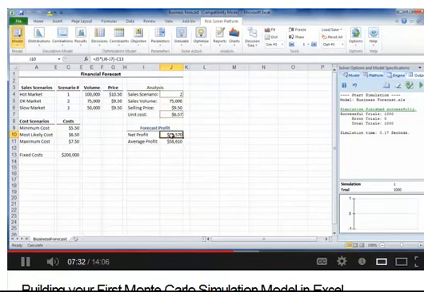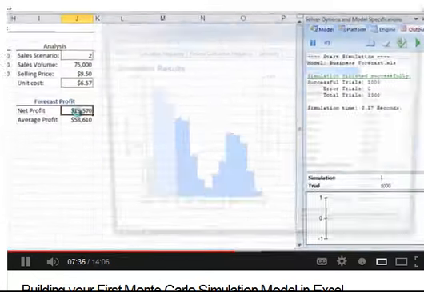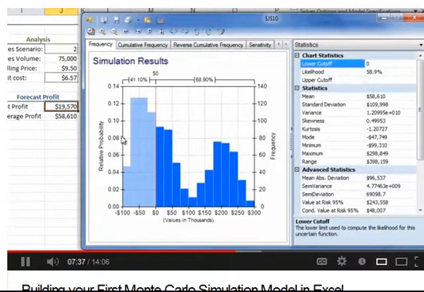Let's go ahead and double-click on our net profit cell. And a dialog box comes up that shows us our profit. We also have set a lower cutoff of 0. And what that is saying is that we have a 59% chance of making a profit and a 41% chance of losing money. And you can see some statistics down here as well. Our minimum is a $100,000 loss. The maximum is about a $300,000 gain. We've got a pretty big range here.